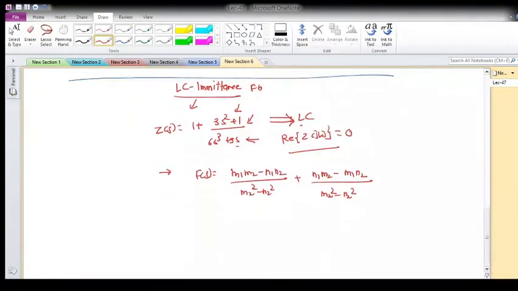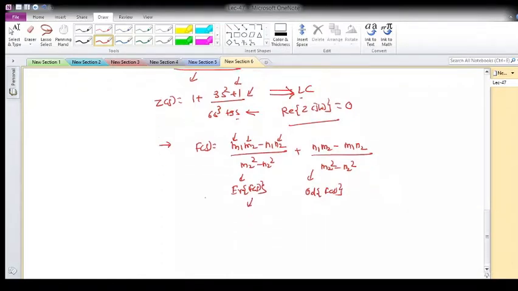Here m1 is the even part of the numerator, m2 is the even part of the denominator, n1 is the odd part of the numerator, and n2 is the odd part of the denominator. Now this is the even part of F(s) and this is the odd part of F(s). For the LC network this has to be 0, which means m1 m2 minus n1 n2 will be equal to 0.